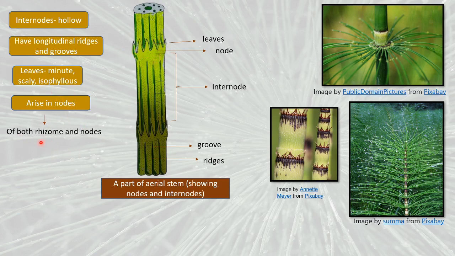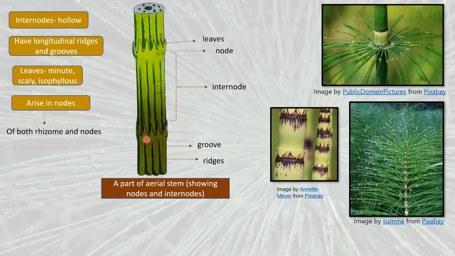So leaves are present both in rhizome and in stem. This is my mistake, I had to write both in rhizome and stem, right? So leaves are present in nodes, and the nodes are present in both rhizome and stem.